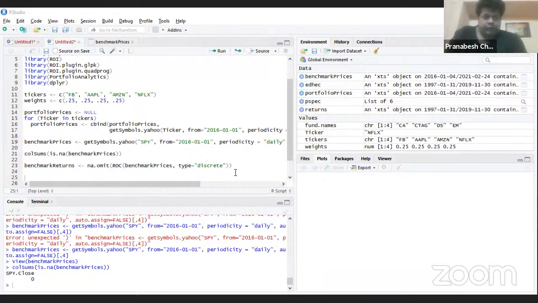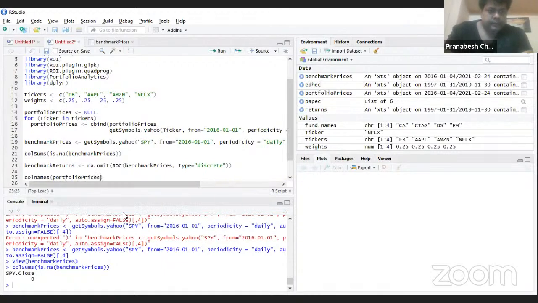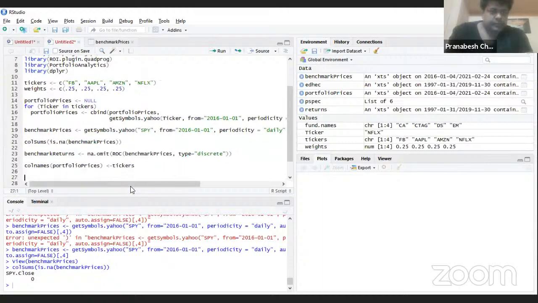So let's say column names, portfolio prices. What column name do I want to put for the portfolio? Tickers, basically. I just want to rename.